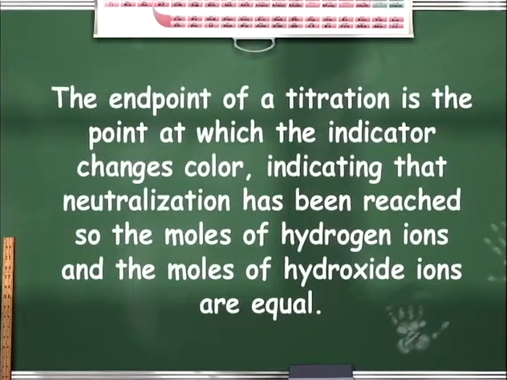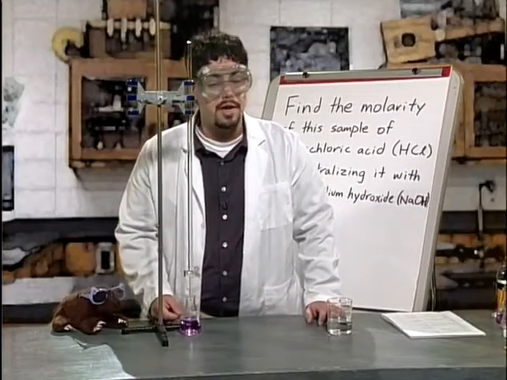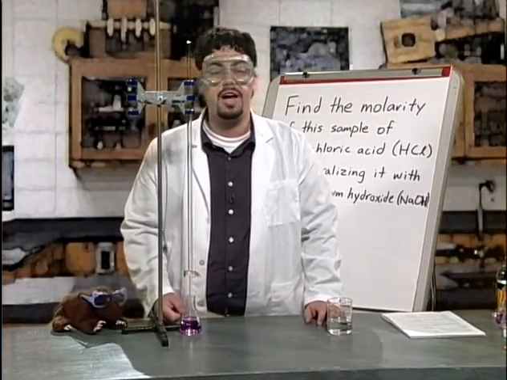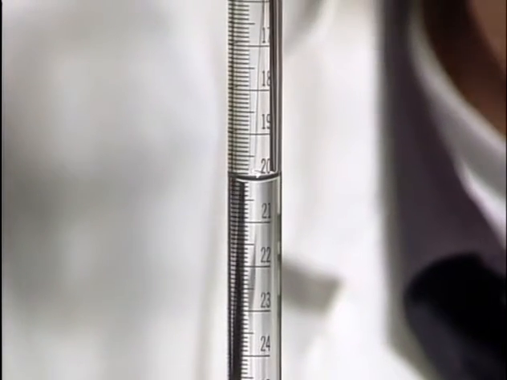The end point of a titration is the point at which the indicator changes color. This color change shows that neutralization has been reached. At this endpoint, the moles of hydrogen ions and the moles of hydroxide ions are equal. Now that we have reached the end point, we record the volume of sodium hydroxide, which is 20.2 milliliters.